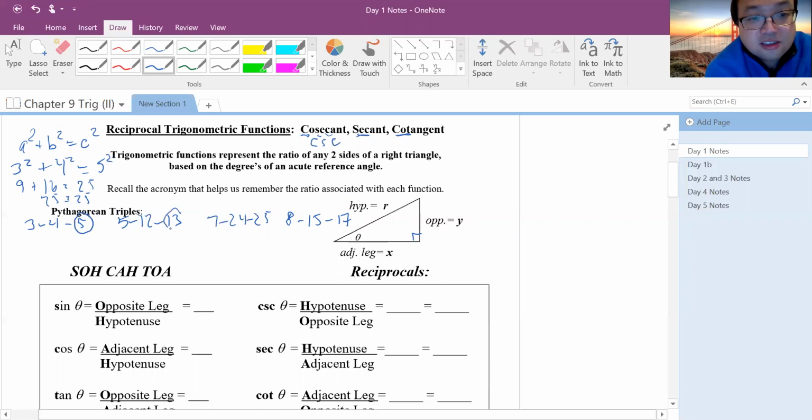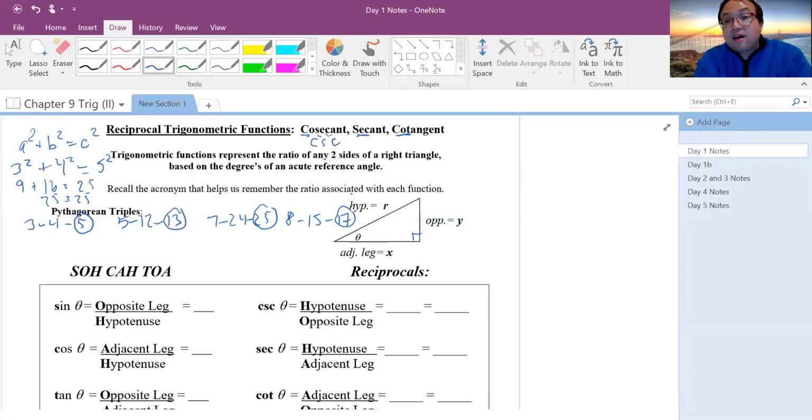Some things to consider when you guys are working with these triples. Let me circle the last number. This is going to be the largest number in your triple. That's always going to go in the place of your hypotenuse, your c. So just keep in mind that that's how a triple works, okay?